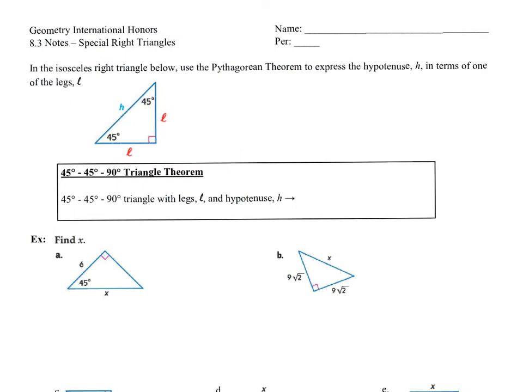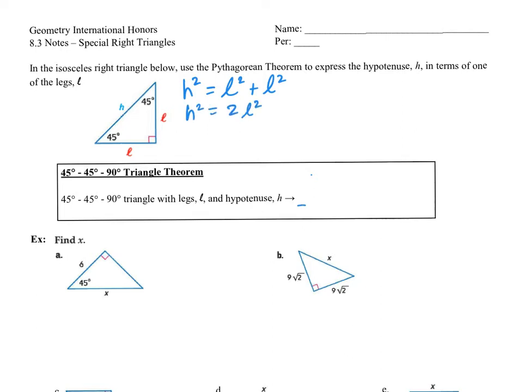So let's get back to our notes, and we're going to start with this idea. Let's take an isosceles right triangle, which is what this is. In an isosceles right triangle, as we see below, we're going to use the Pythagorean theorem to express the hypotenuse h, which is this, in terms of one of the legs, either one of these. Using the Pythagorean theorem, if we take that hypotenuse and square it, that is equal to the sum of the squares of the two legs. These two terms are like terms, so we can combine them together. So we get that h squared is equal to 2 times l squared.